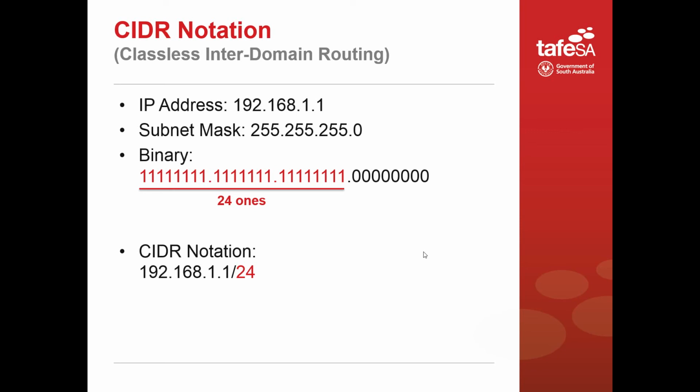Likewise, if you had a subnet mask 255.0.0.0, there will be just 8 ones because it's just the first octet. So this is just so you're familiar, just so you know, this is a shorthand way of writing the IP address with its subnet mask.